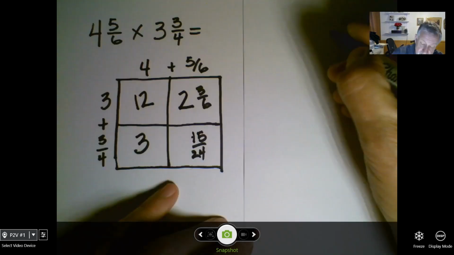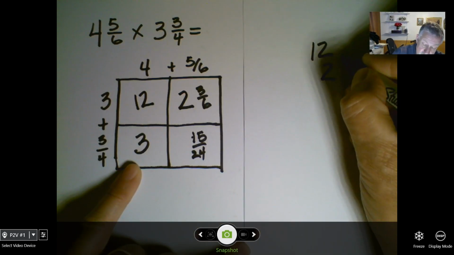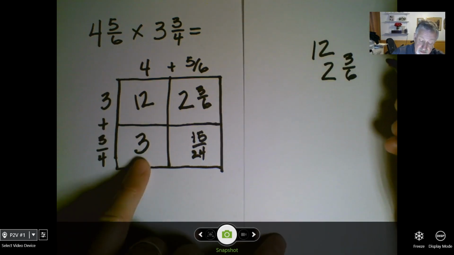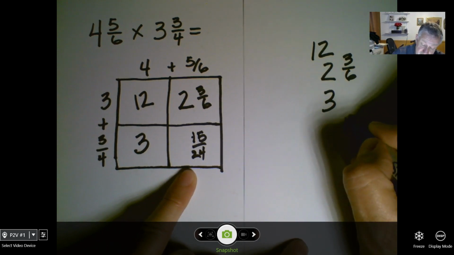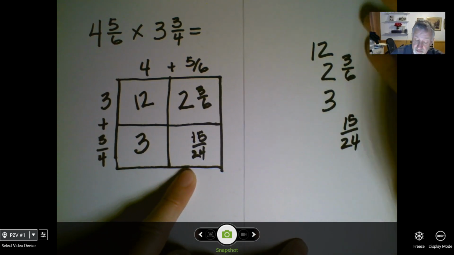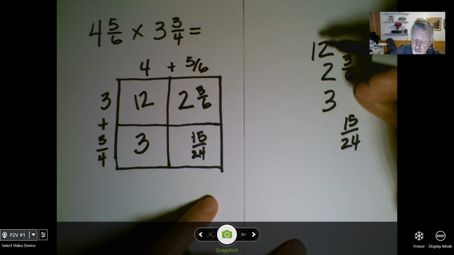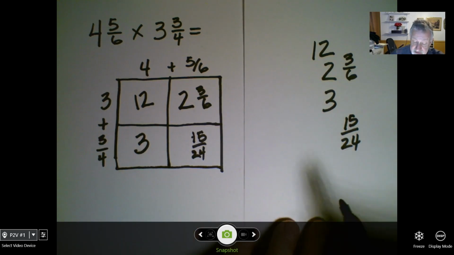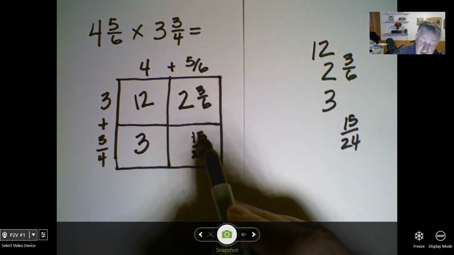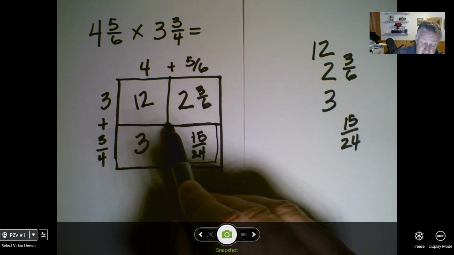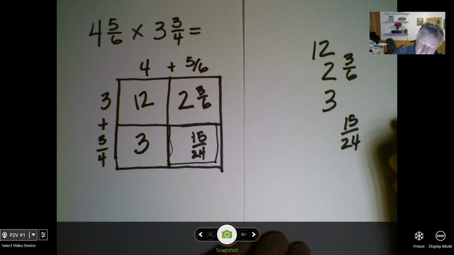So now what I need to do is take and add those pieces together. Piece number 1, 12. Piece number 2, 2 and 3/6. Piece number 3 is 3, and the last piece is 15/24. And notice how I keep things in place value, in a sense, where I've got my fractions in one column and my whole numbers in another. Last thing is, if we're going to add these two together, I need a common denominator. And we talked about how that common denominator always comes from this bottom right box. So that common denominator is going to be 24.